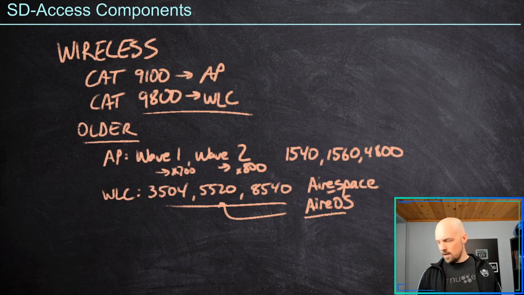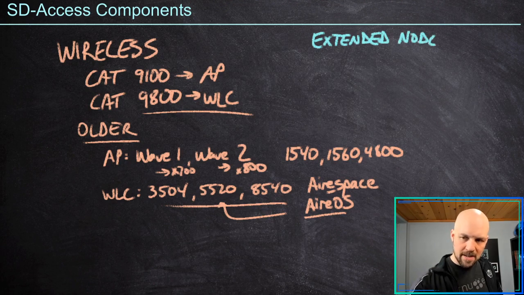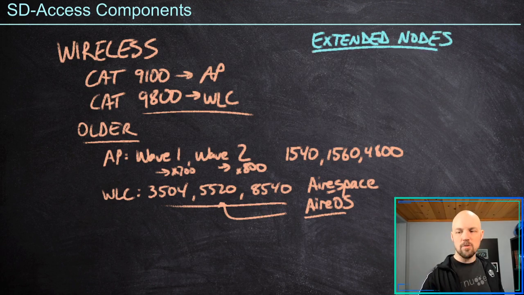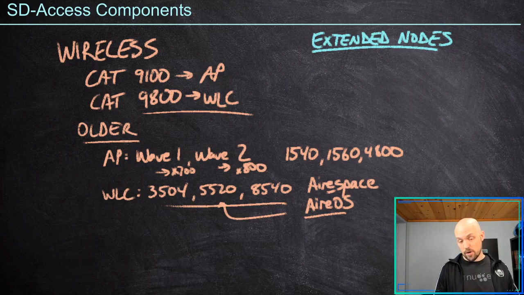The other thing we need to know are these extended nodes. I mentioned this in the intro. The extended nodes are an interesting concept because Cisco would love to say, hey, the Catalyst 9Ks can cover everything for you, and clearly it can cover a lot.